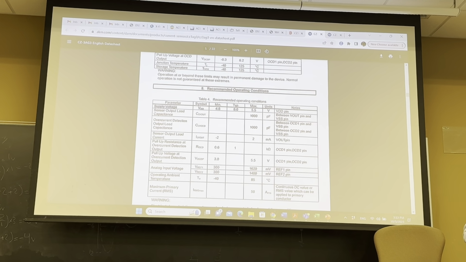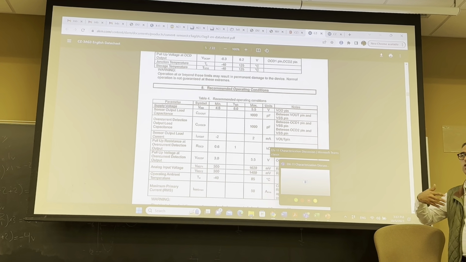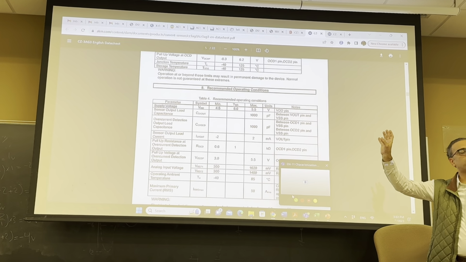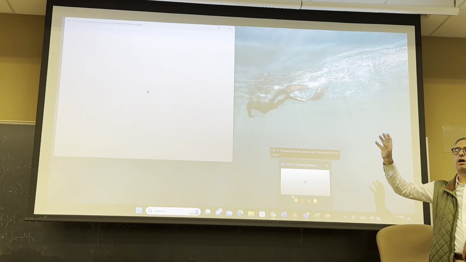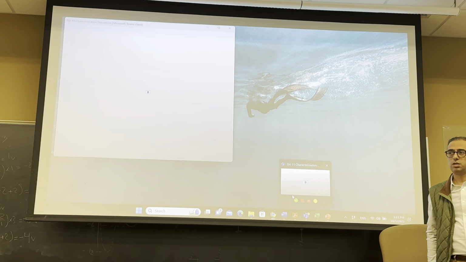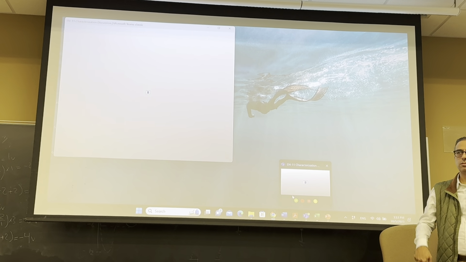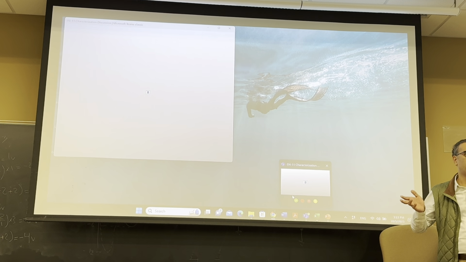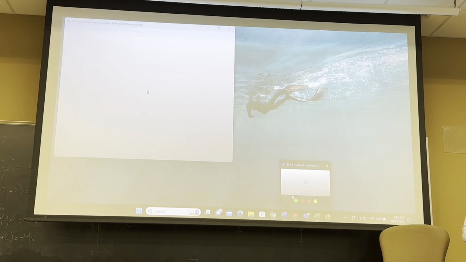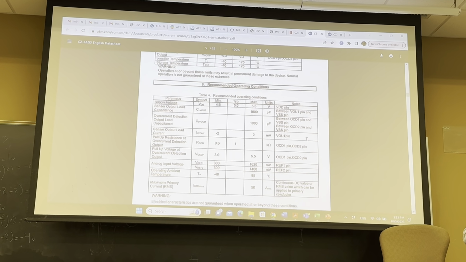So 5 volts, right? In your design, you decide whether you want to use the benchtop power supply, like 5 volts, or you want a regulator on board. I always recommend putting a regulator on board, but your system may work without it. Okay? So 5 volts. Look at this.